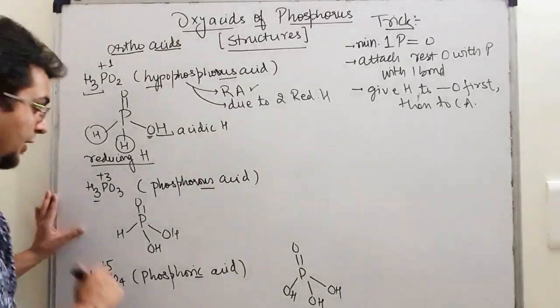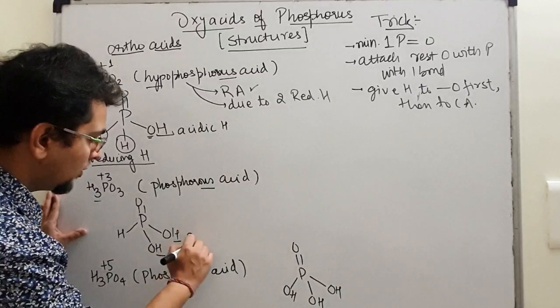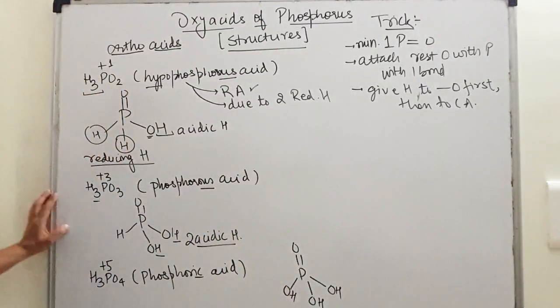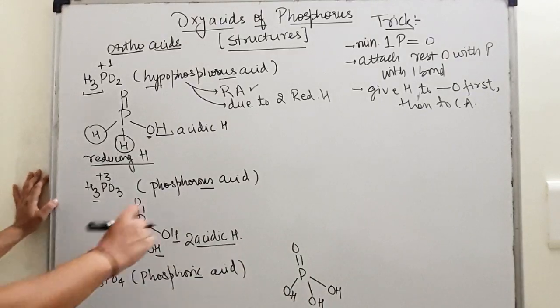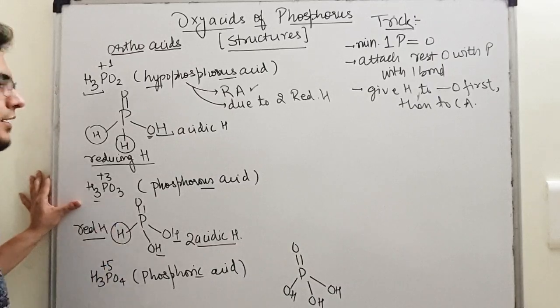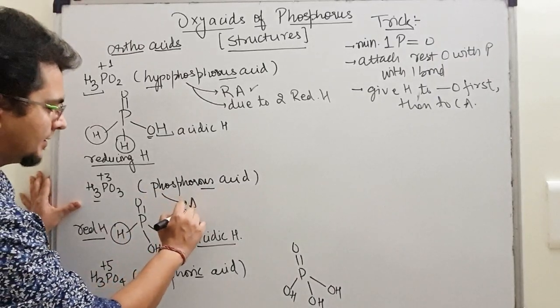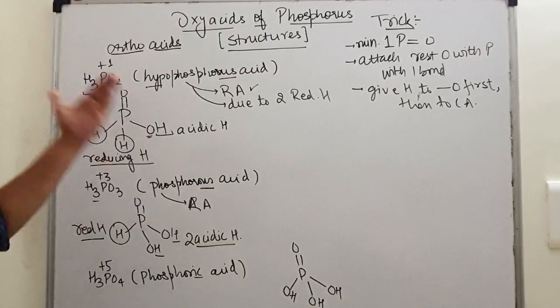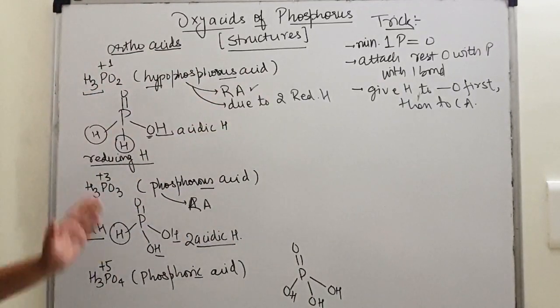Next, H3PO3. Again, there are 2 acidic hydrogens. Okay, brother? Then 1 is the reducing hydrogen here. So it is a reducing agent? Yes. Better than H3PO2 or worse? Obviously worse. Why? H3PO2 had 2 reducing hydrogens. H3PO3 has only 1 reducing hydrogen.